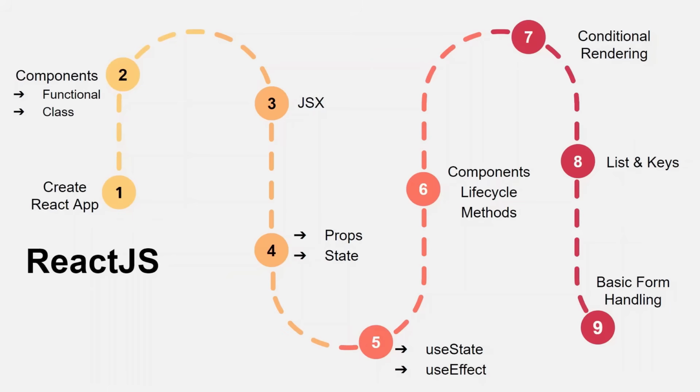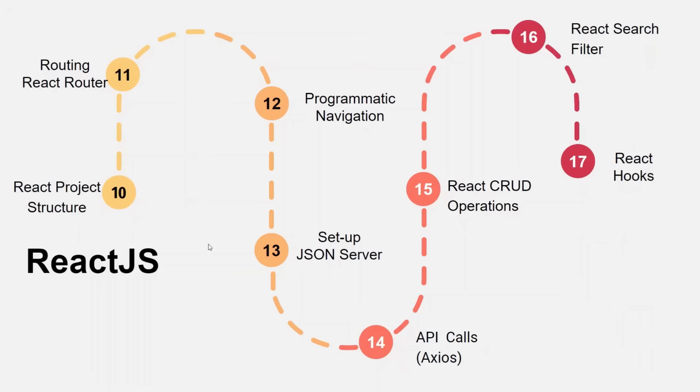Then we will see about the conditional rendering, and we will see how we can form the list and keys. Then we will learn about the basic form handling. After that, we will see about the project structure. What is a good project structure for a React application? Then we are going to include the React routing so that we can navigate among the pages. And we will also see how to navigate from one page to another page programmatically.